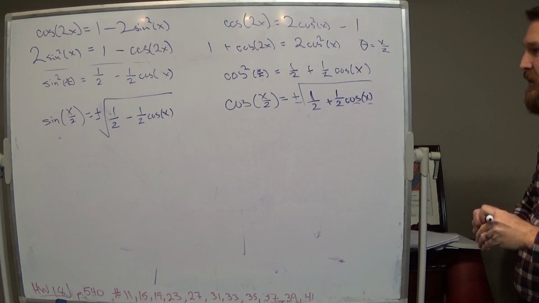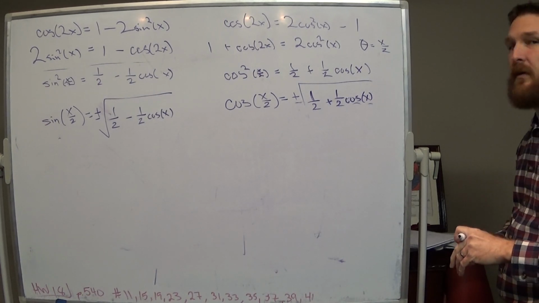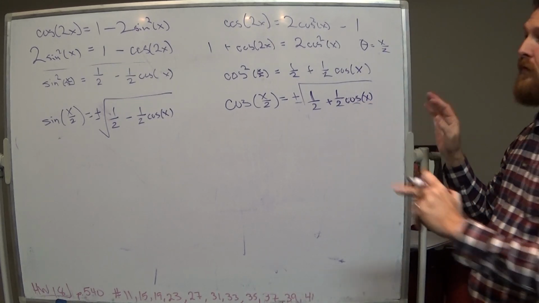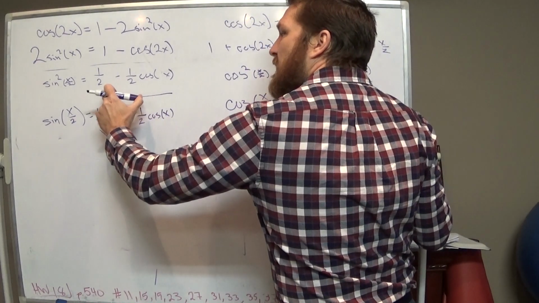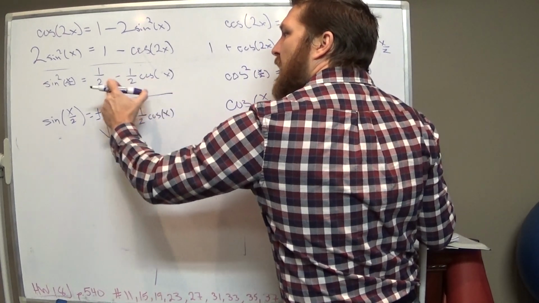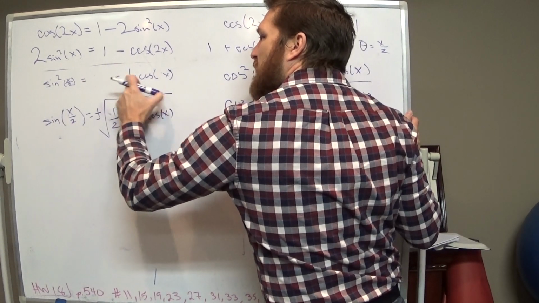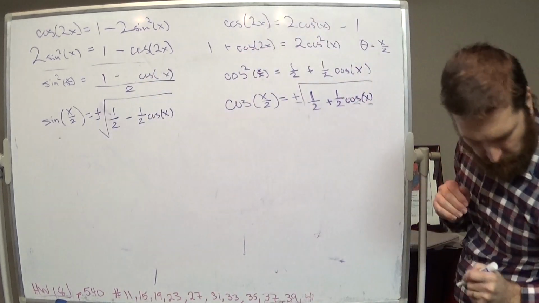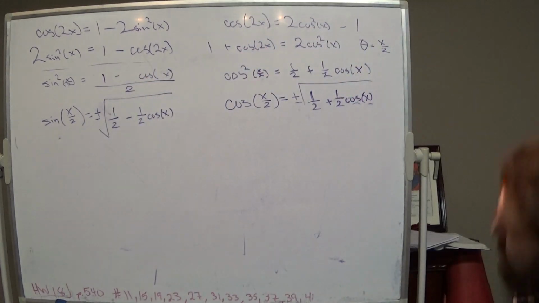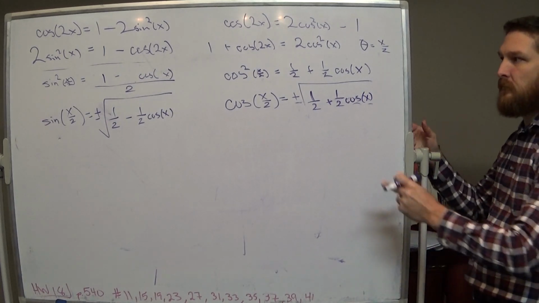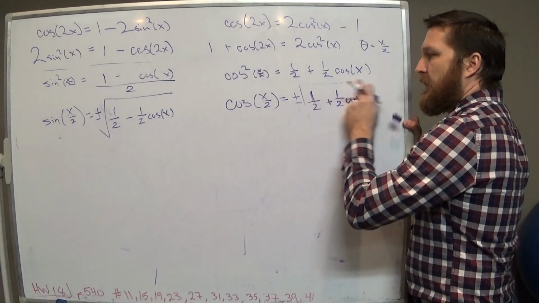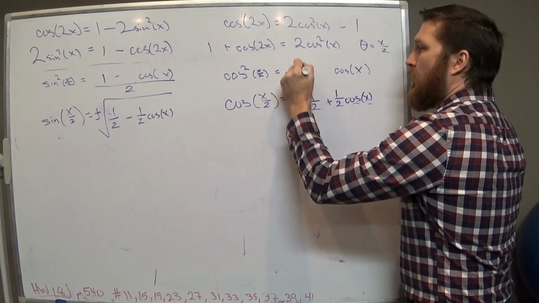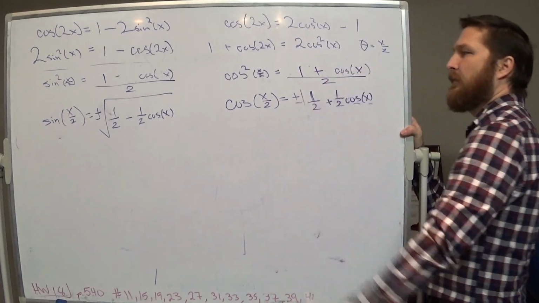This is going to be one of those few times where it will be useful to say, you know what, let's rewrite this, instead of a half minus a half cosine, as 1 minus cosine all over 2. Everybody see what I did there? I'm going to do the same thing here, where this is all over 2, so we have 1 plus cosine all over 2.